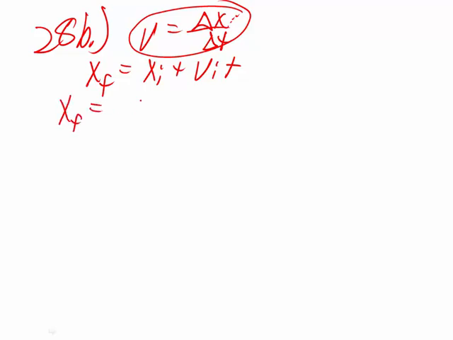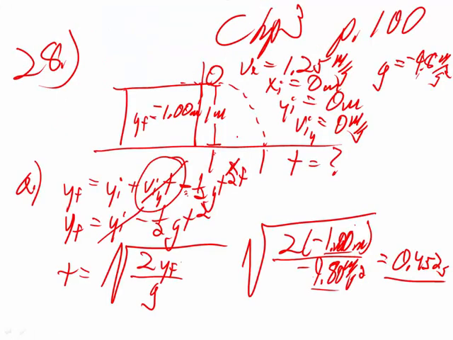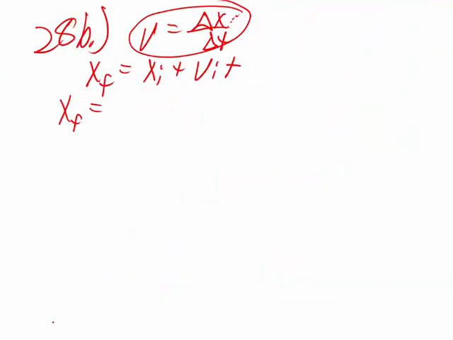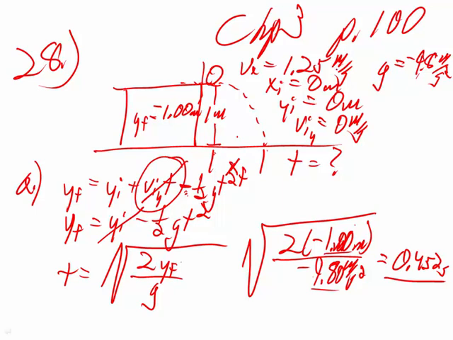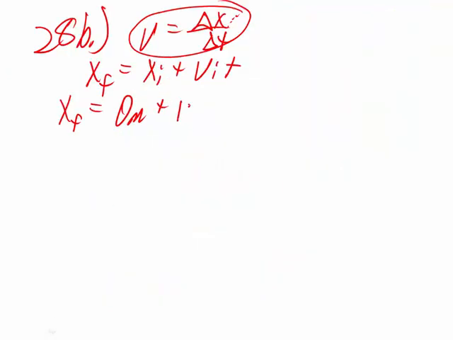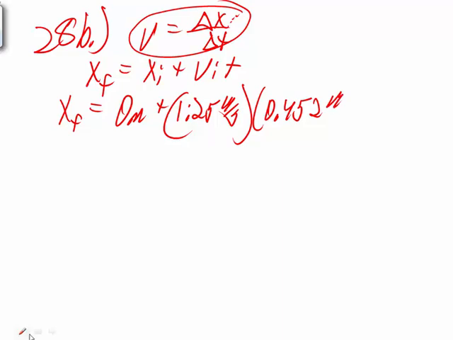So we want to find x final. What was x initial? Well, x initial was 0, wasn't it? Go back and look. Remember what I said. The starting point right here is 0. That's where we're starting from, just as it comes off the table. So that's 0 meters plus the initial velocity. What was the initial velocity? 1.25 meters per second. What was the time? We just calculated it to be 0.452 seconds, not meters per second, seconds.